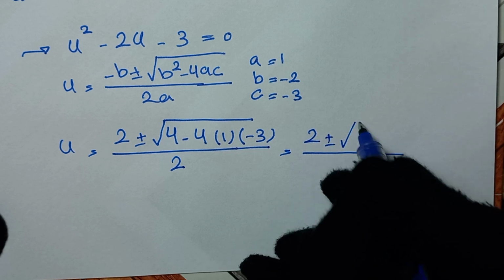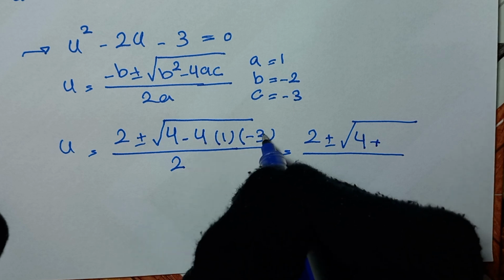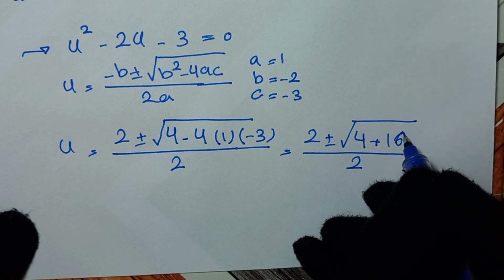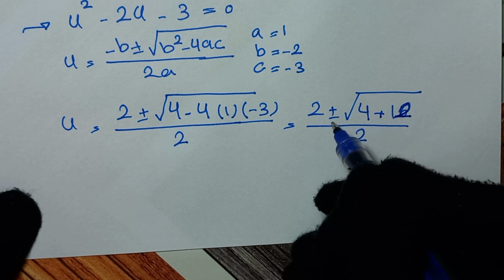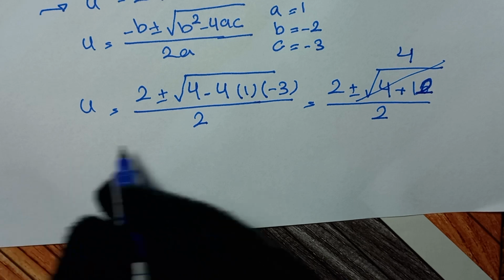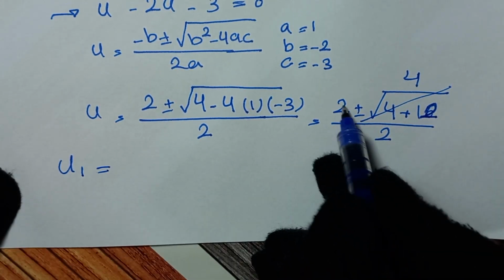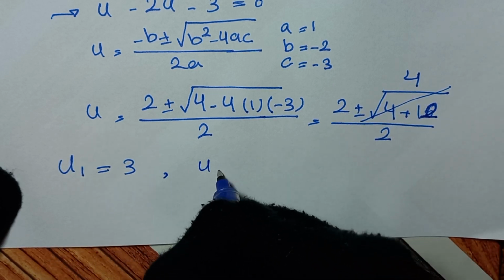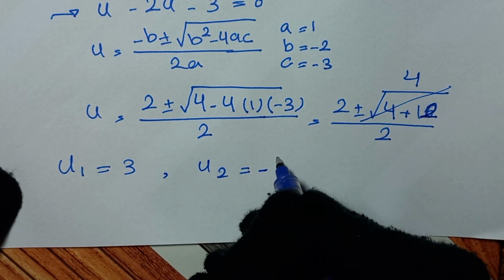And here it will be 2 plus or minus square root of 4, negative times negative is positive, and 4 times 3 is 12, over 2. And here 4 plus 12 is 16, and square root of 16 is 4, right? So we have two answers for u. u1 is equal to 2 plus 4 is 6, over 2 is 3, and u2 is 2 minus 4 is negative 2, over 2 it will be negative 1.